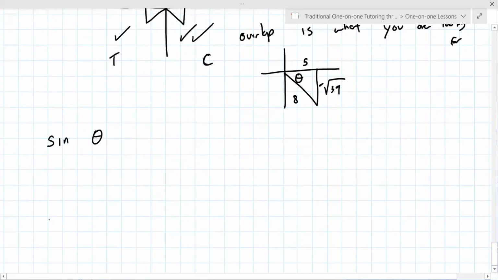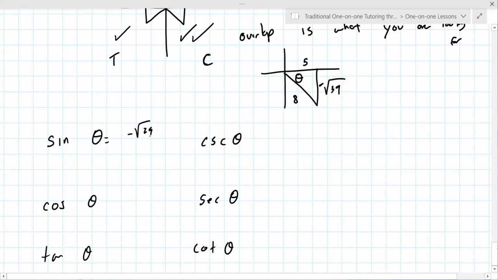And I like to write them all out: sine, cosine, tangent this way. And I like to put the reciprocal ones right next to them, because you'll see that they work out pretty nicely when you do it this way. So sine theta is negative square root of 39 over 8. It's opposite over hypotenuse. Cosine theta is 5 over 8.